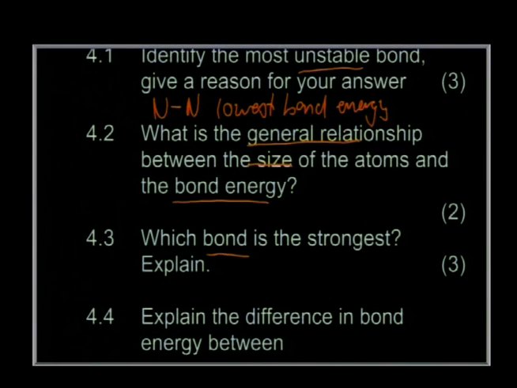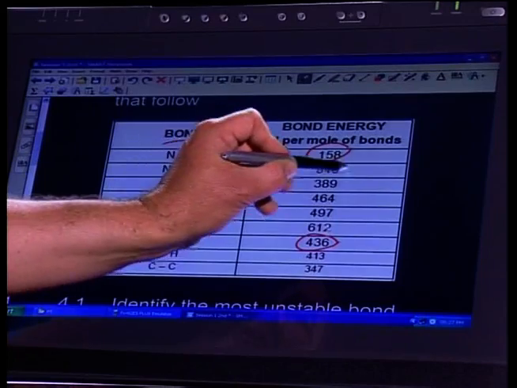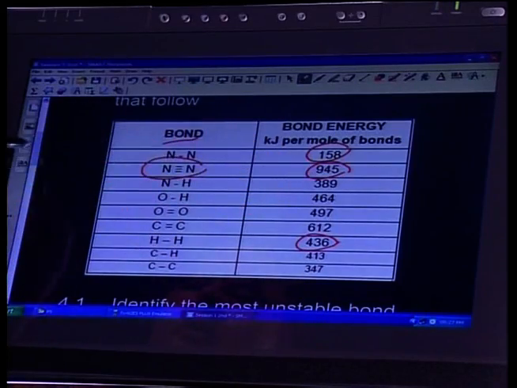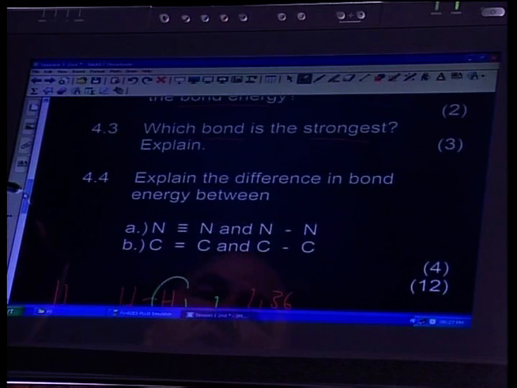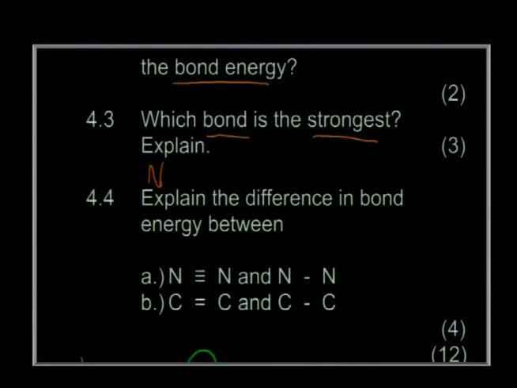Okay, so on the next question, 4.3, which bond is the strongest? Well, we've picked it already. The one with the biggest value, there you go. It's a triple bond. Nitrogen, triple bond, it's the strongest. Why? Because it has 3 bonds. Not all of the bonds are equal strength. The first bond is stronger than the other 2, so it's not a multiple of 3, but it is stronger because you've got 3 bonds.